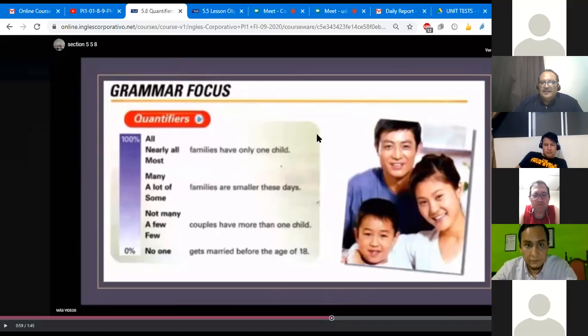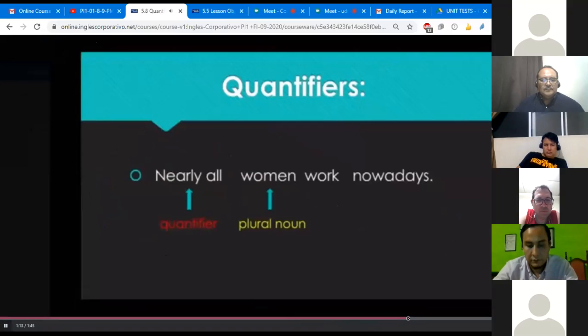Now I think there are no questions about this, right? For the moment. The explanation and the examples you're giving me are correct and good. Now remember that you have to memorize this vocabulary to use it correctly. Like it says here, quantifiers have an estimated percentage. If you want to make reference to 100%, you may say all. And then you work down. In this example: nearly all women work nowadays.